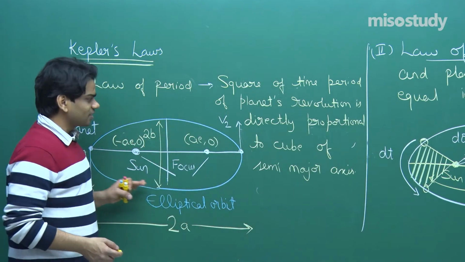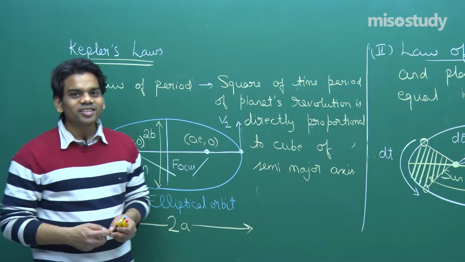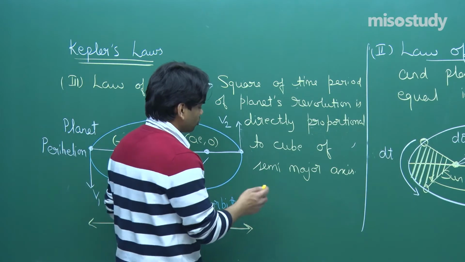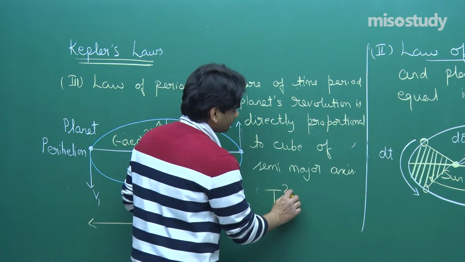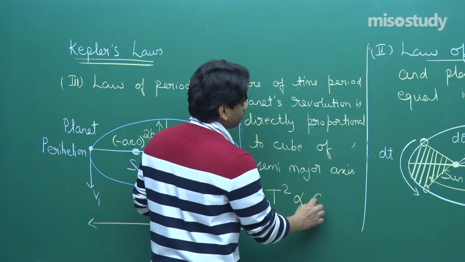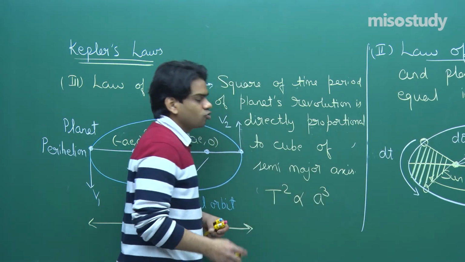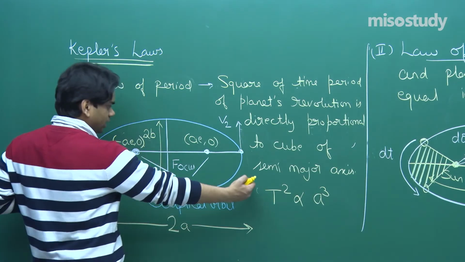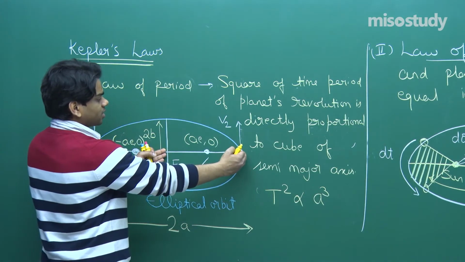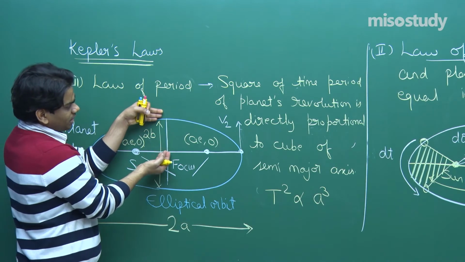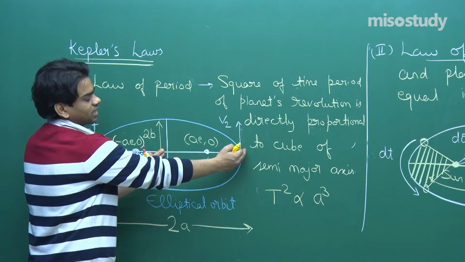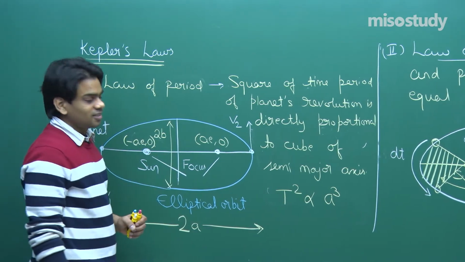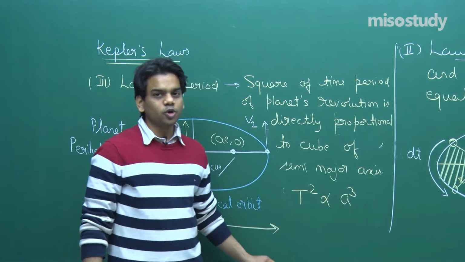Hope that you are clear about the third law. It says the square of the time period. Now see, T square is proportional to the cube of the semi-major axis, that is, proportional to a cube. This is what the law states. We have taken the total length of the axis as 2a, so the semi-major axis will be a, and the semi-minor axis is b. So T square is proportional to a cube.